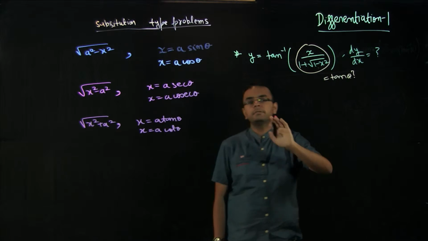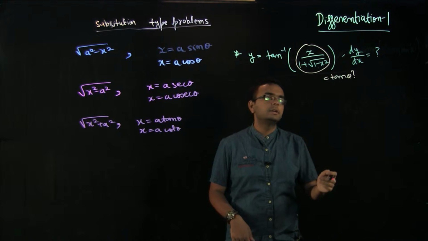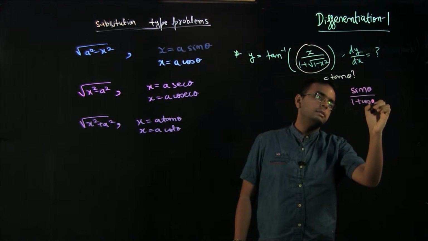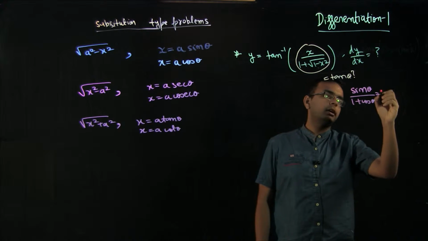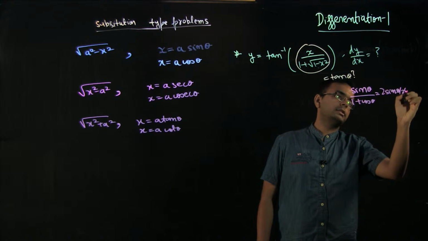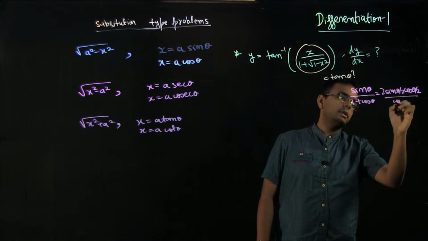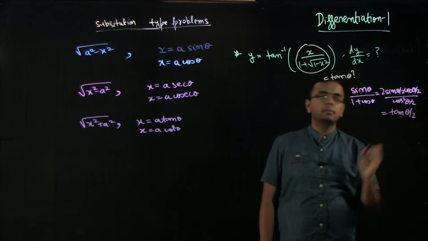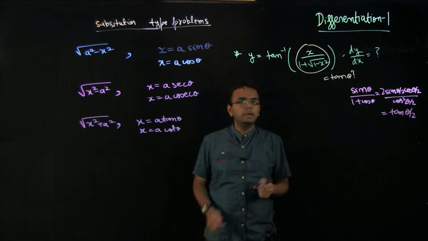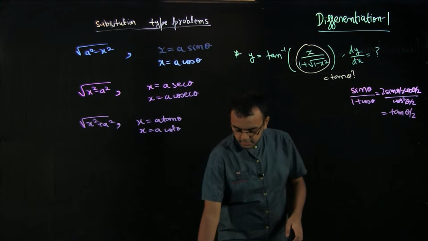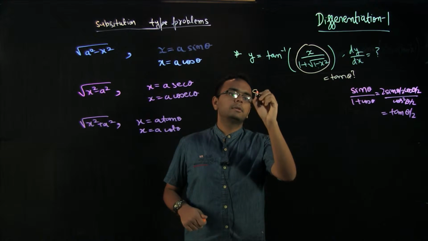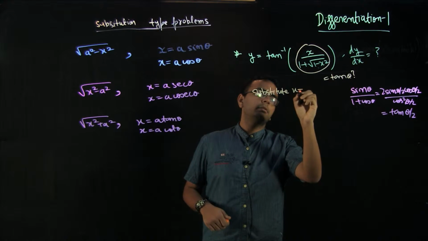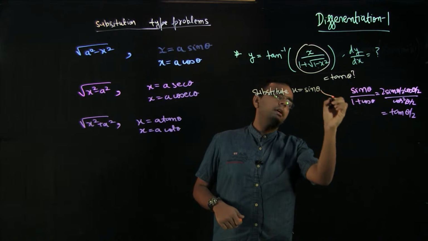If you do remember this formula, it should be very easy to remember that sine theta by 1 plus cos theta is nothing but tan theta by 2. Basically how you get that is, this is 2 sine theta by 2 cos theta by 2 over 2 cos square theta by 2. So this is nothing but tan theta by 2, right? So all you need to do is just substitute x as sine theta, so that you will get something like this.